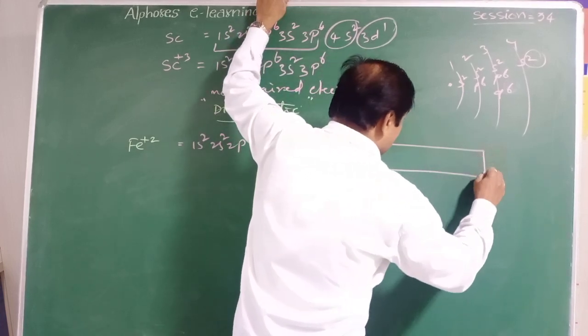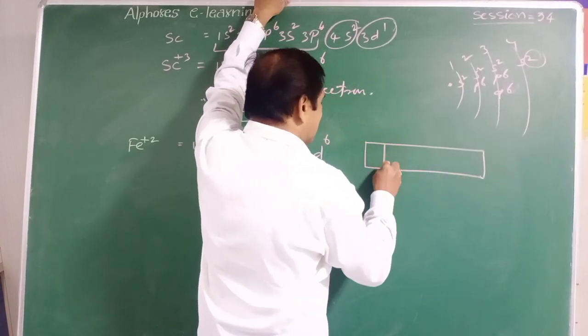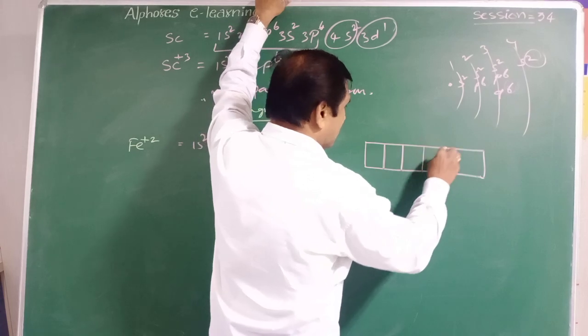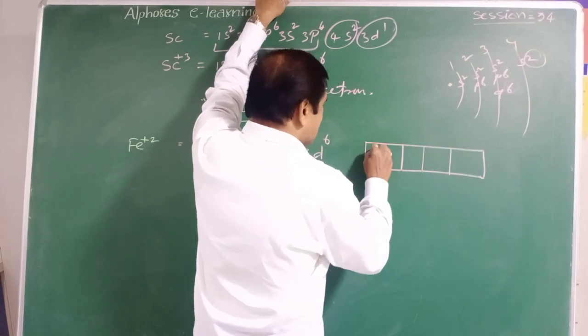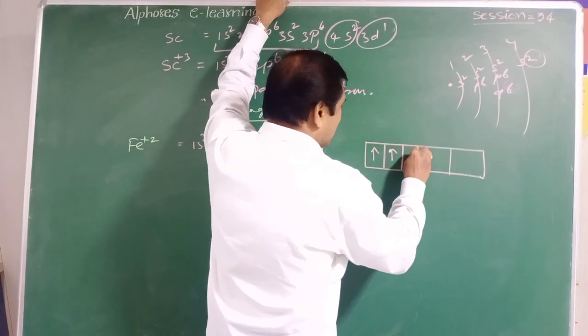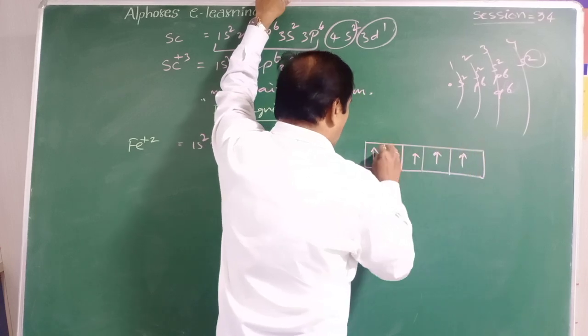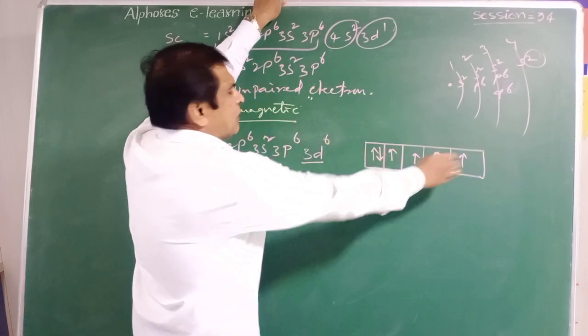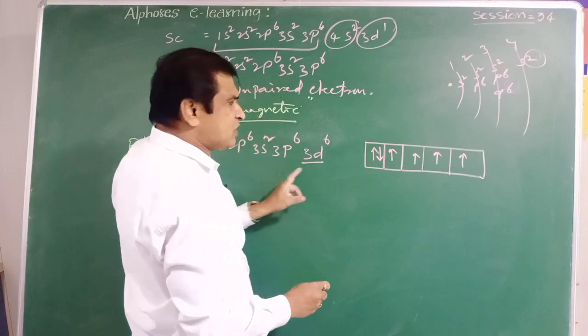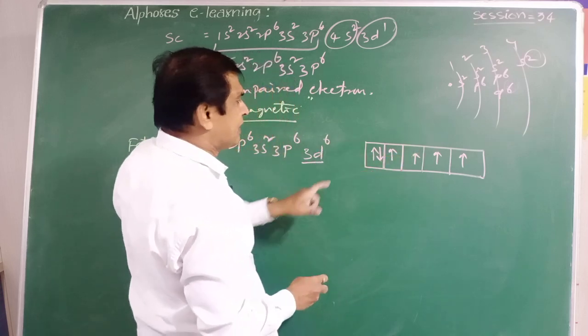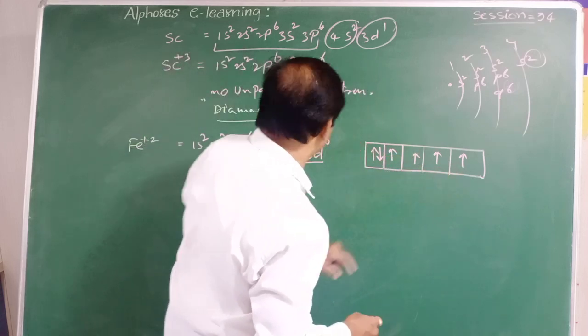So out of 6 electrons, let us see how many unpaired electrons there are. 3d6: 1, 2, 3, 4, 5 and 6. So it has got 4 unpaired electrons.